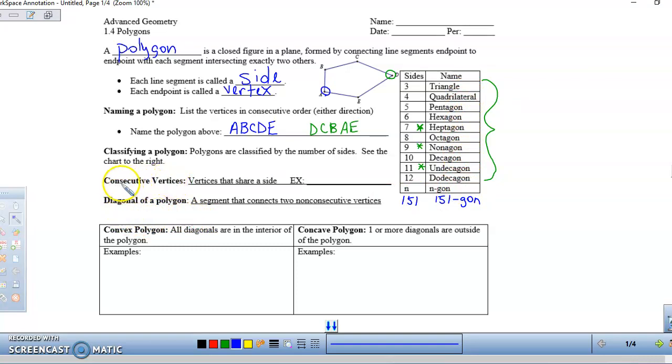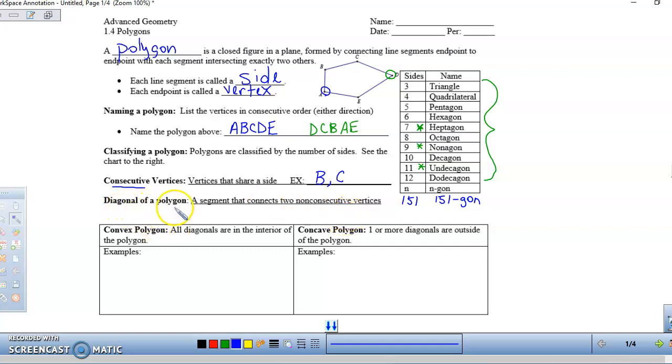Consecutive vertices. Consecutive is one right after the other. Okay, so vertices that share a side. So for example, in this picture, let's look at B and C. So B and C are consecutive vertices because they share side BC, which is a segment. So B, comma, C would be an example of consecutive vertices.